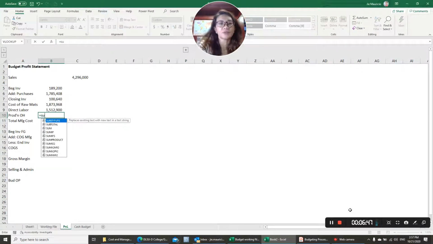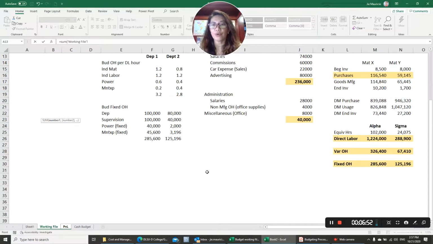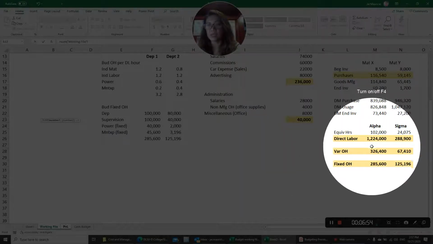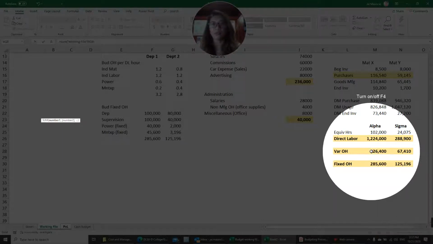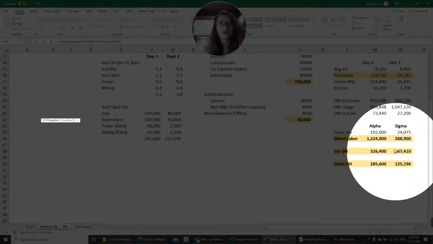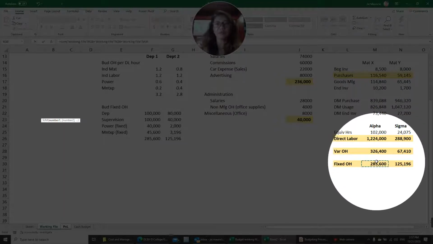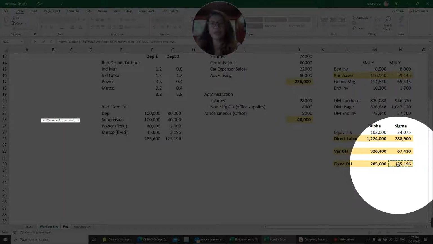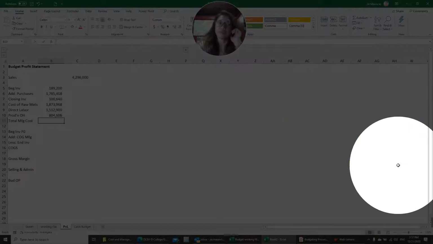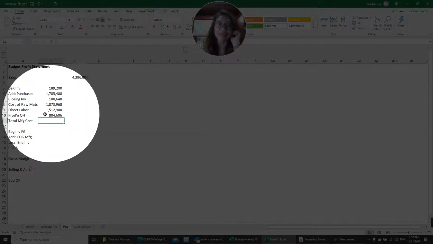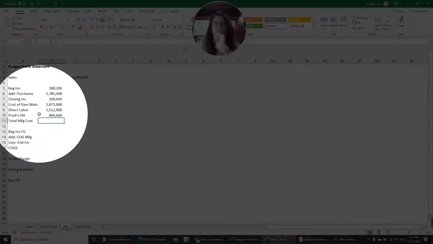As I go back, the production overhead will be the sum of the variable overhead for alpha, the variable overhead for sigma, the fixed overhead for alpha, and the fixed overhead for sigma. So that is 804,606. To compute the total manufacturing cost, it is the cost of raw materials plus direct labor plus production overhead. Okay?